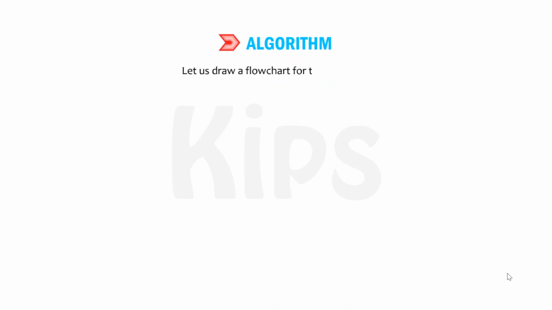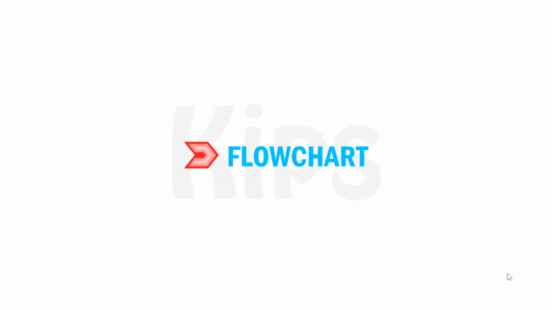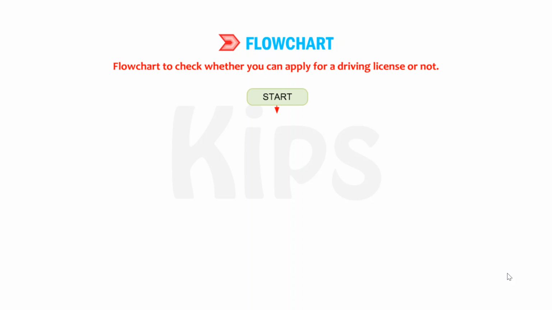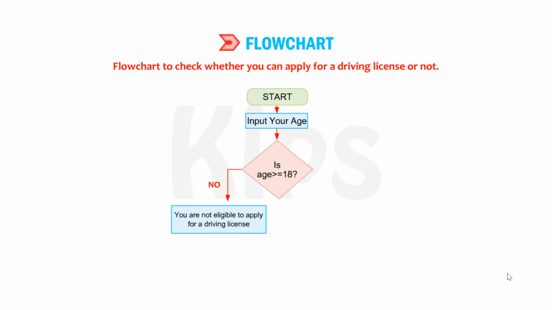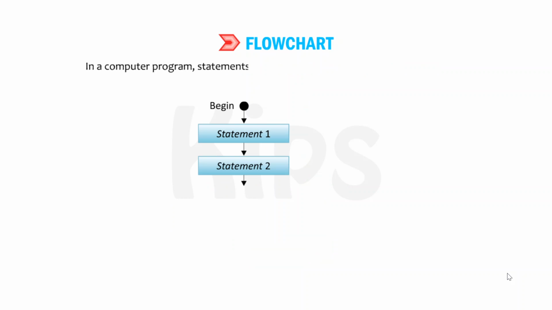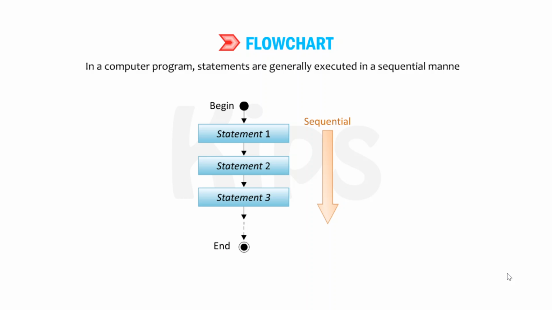Let us draw a flow chart for this example. Students, let us know about flow chart. It is a pictorial representation of the flow of steps to solve a problem. Flow chart to check whether you can apply for a driving license or not. Start. Input your age. Is age greater than or equal to 18? No: you are not eligible to apply for a driving license. Yes: you are eligible to apply for a driving license. Stop.